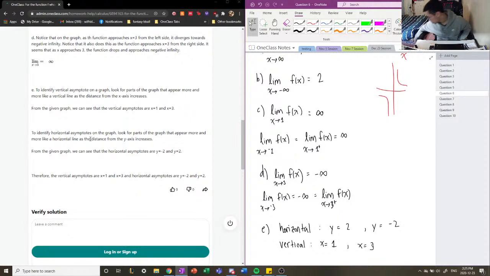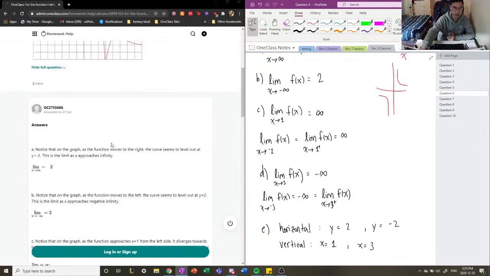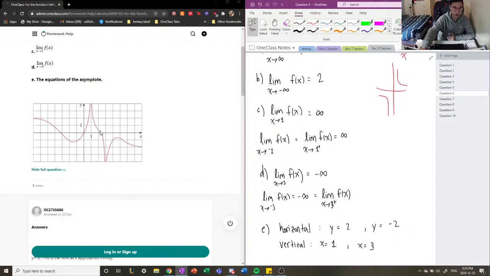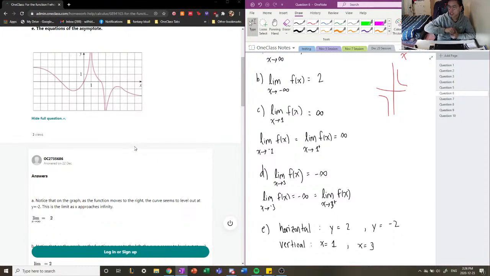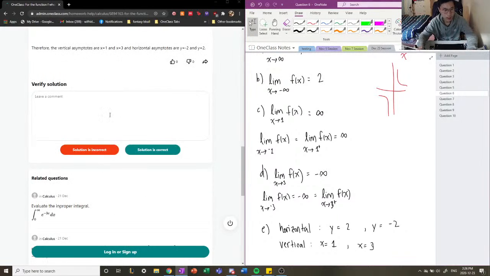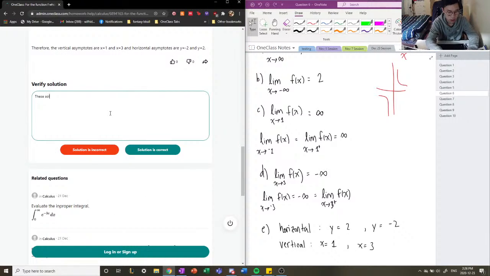So the junior tutor also gives us another way of describing vertical asymptotes and horizontal asymptotes. To identify vertical asymptotes on our graph, look for parts of the graph that appear more and more like a vertical line as the distance from the x-axis increases. So the vertical asymptotes will be where the function looks like a vertical line, while horizontal asymptotes are the parts of the functions that look like a horizontal line. That's another way to geometrically think about horizontal and vertical asymptotes. Other than that, these solutions are correct, and we can move on.